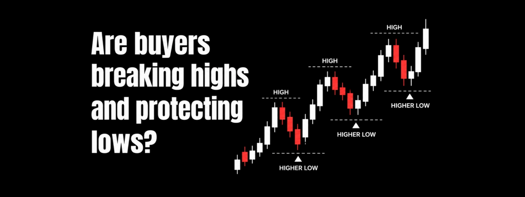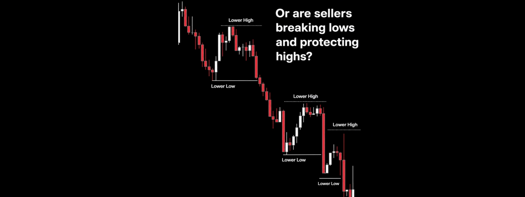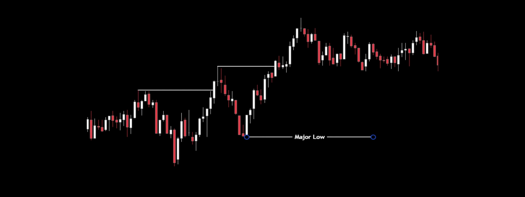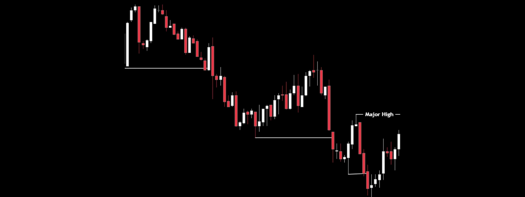Step 3. Identify order flow. Are buyers breaking highs and protecting lows? Or are sellers breaking lows and protecting highs? Step 4. Mark the major level. In bullish structure, mark the major low that caused the break of structure to the upside. In bearish structure, mark the major high that caused the break of structure to the downside.